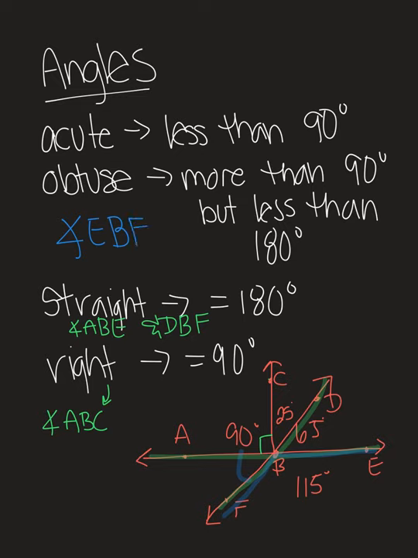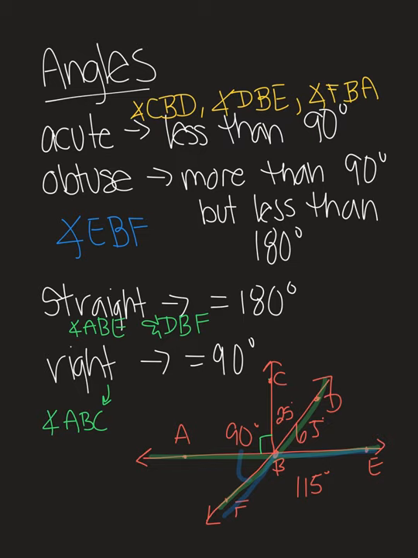And then we have acute. Acute is less than 90 degrees. We have a couple of those, and those are all your little tiny cute angles. That's a way you can remember it. So we have angles CBD, angle DBE, and angle FBA.